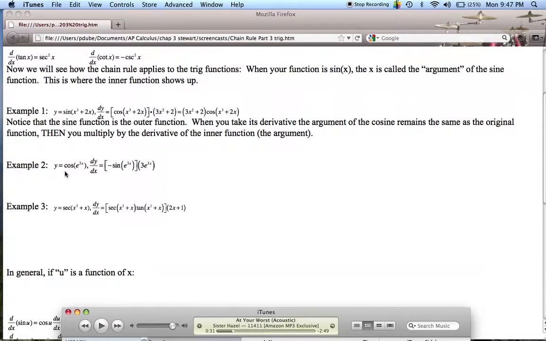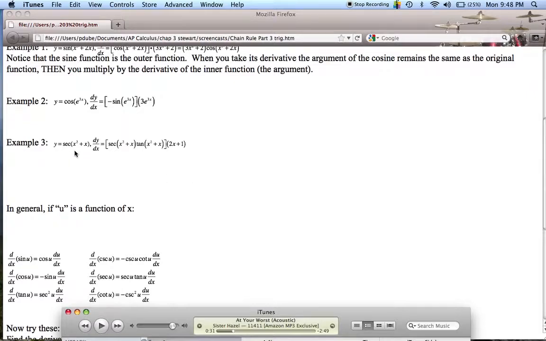You work your way in from the outside. Cosine is on the outside, so you take its derivative first. E to the 3x is next, so you do e to the 3x next, and then the 3x is next, so you multiply by the 3. I didn't write out all the steps there, but after you see a couple of these, you'll begin to get the idea.